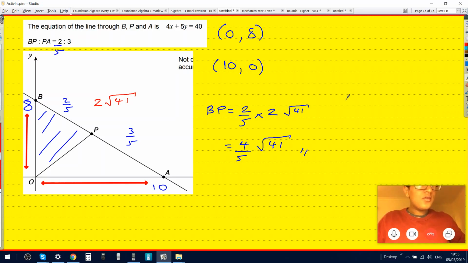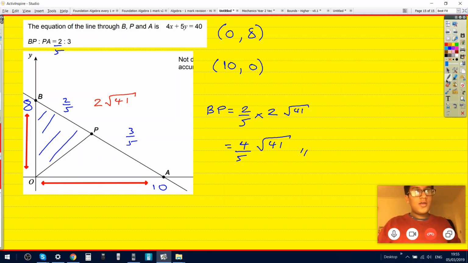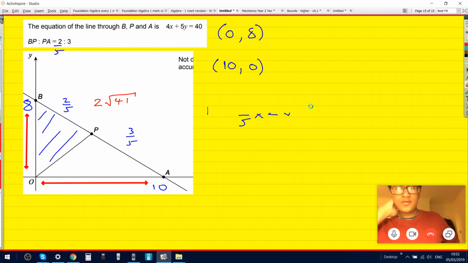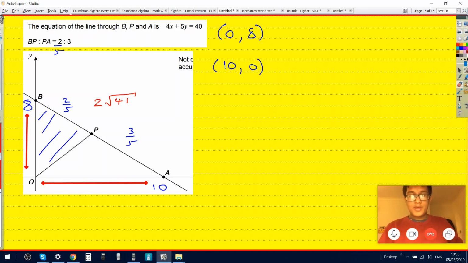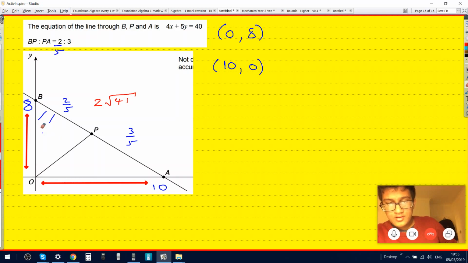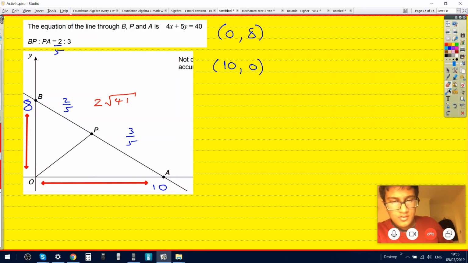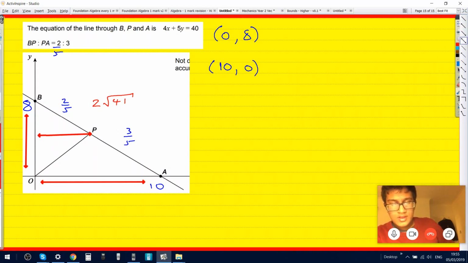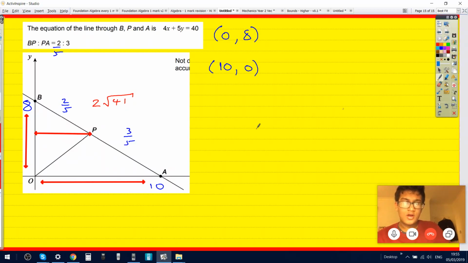Oh, hold on. We weren't asked for that at all. We were trying to find the area of this triangle. Oh yeah. So you've got the length of BP, and you've got two side lengths. And if you find the angle in between them, you could do AB sine C, I think. Half AB sine C.